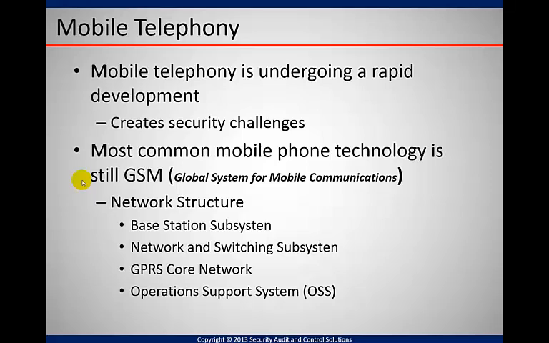Mobile telephony is undergoing a rapid development. It creates some security challenges. Most common in mobile phone technology is still GSM, which is Global System for Mobile Communication. It's got a network structure very similar to a normal network. We've got base station subsystems. We've got network and switching subsystems. We've got our core network for GPRS, and then actually our operating support system.